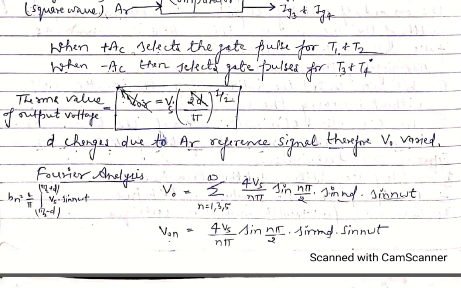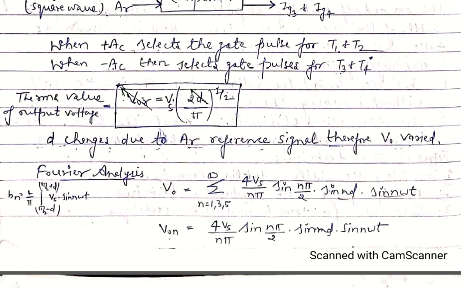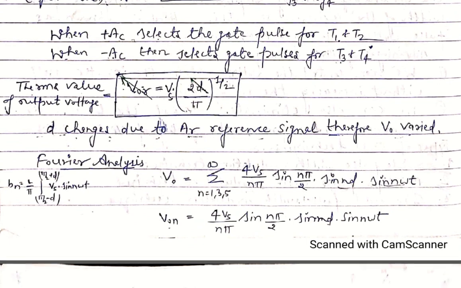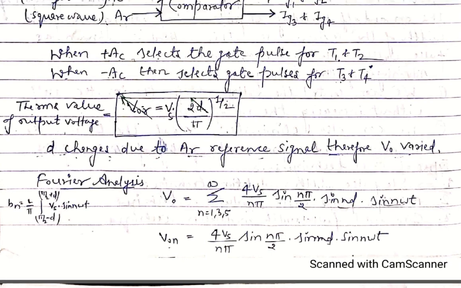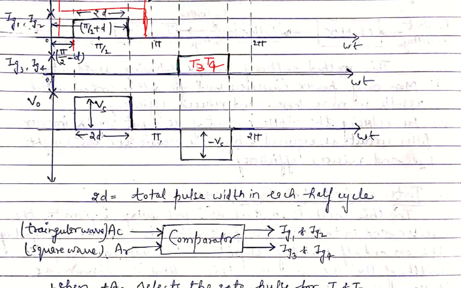Now we will come to the Fourier series part. Why do we do the Fourier series analysis? To detect the number of harmonics and waveform quality. We do the Fourier analysis to detect the fundamental as well as other harmonic components in the output voltage waveform. The output voltage waveform has odd wave symmetry.